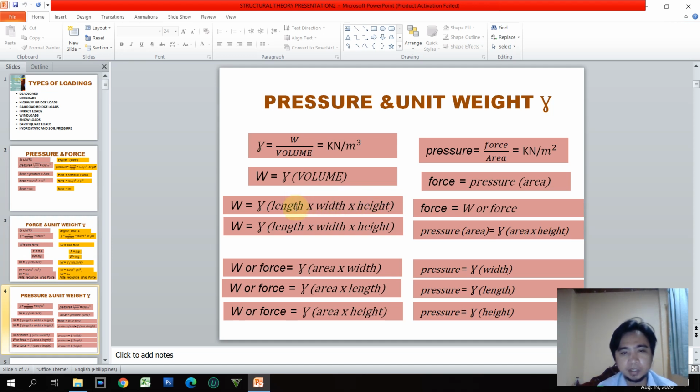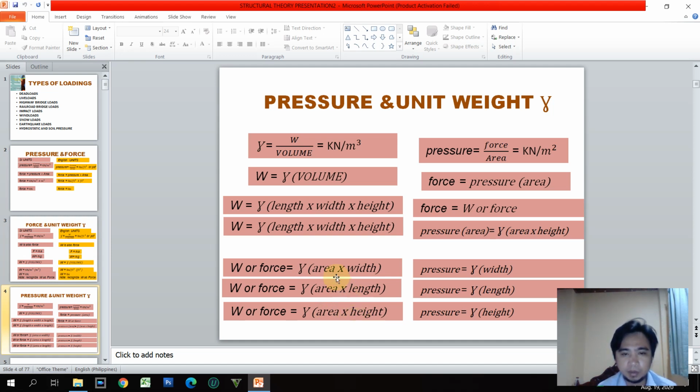Now where is the area? It is practically on the vertical axis, multiplied by the width. Still, that is a volume. That is why weight is equal to gamma times area times width. Or it could be that the area is within the other side of the vertical, and then multiplying it by the length, just the same, it will yield a volume. Or it could be that the area is within the horizontal plane surface, then to make it a volume, just multiply it by the height.